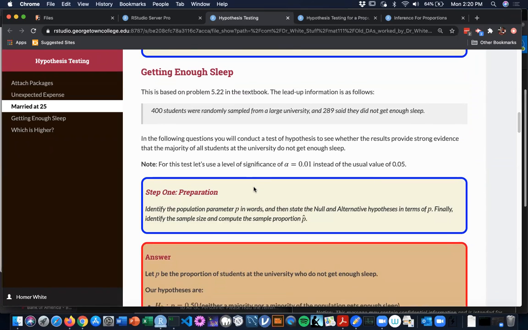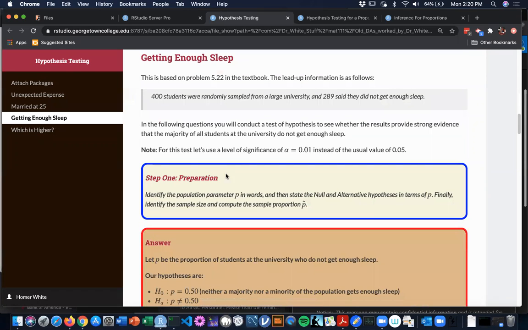Next one, in this scenario, we're going to take it all the way through all the 4 steps. In the scenario, 400 students are randomly sampled from a large university. 289 of them said that they did not get enough sleep. From that scenario, you can tell what people were interested in. It looks like they wanted to know about P, the proportion of all students at the big university who do not get enough sleep. And they've got a sample to try to estimate that.